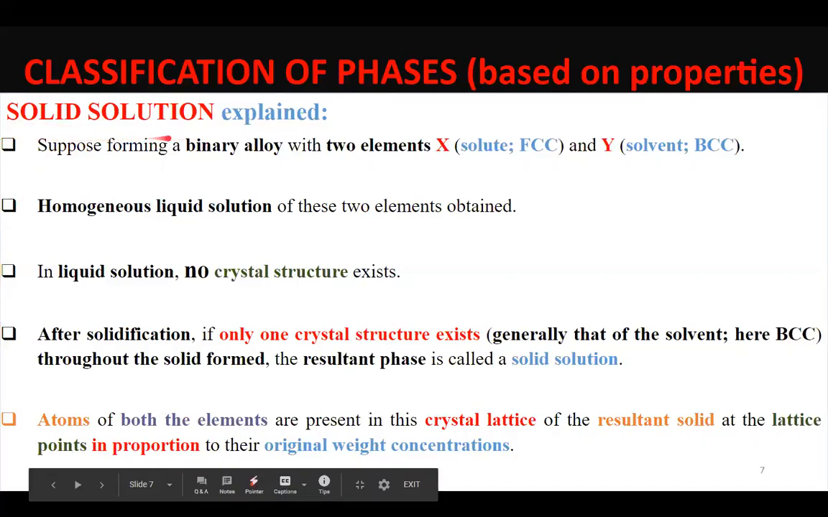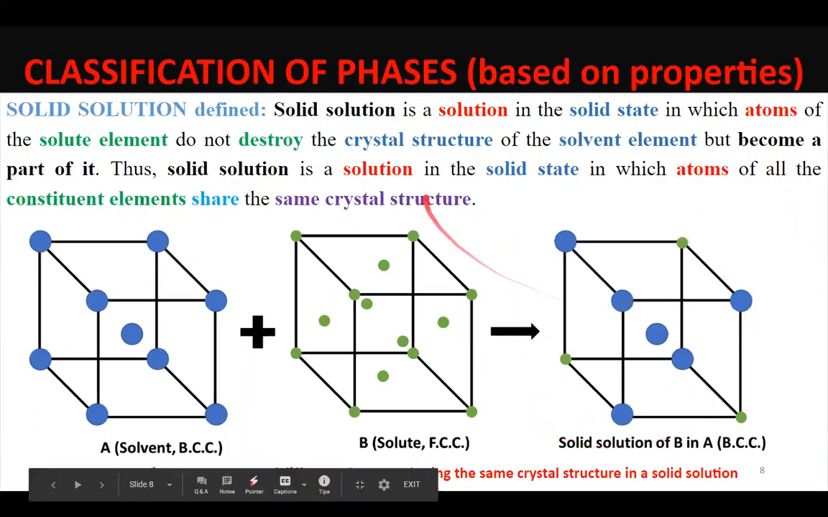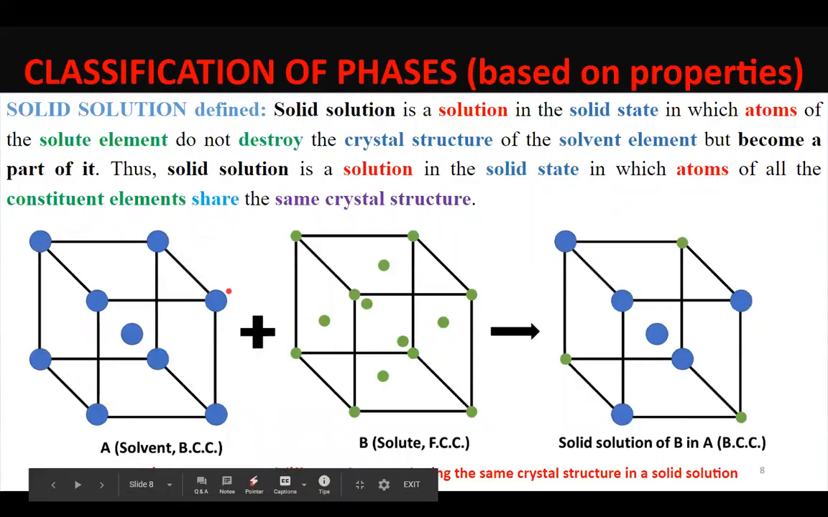So what's a solid solution? A solid solution is a solution in the solid state in which atoms of the solute element and that of the solvent element share the same crystal structure. So we have written it in detail over here. See, when solute and solvent were existing separately under room temperature conditions, both of them had their own crystal structure. Importantly, the solvent had its crystal structure. And now when the solid solution has got formed, this crystal structure has not been damaged or destroyed.